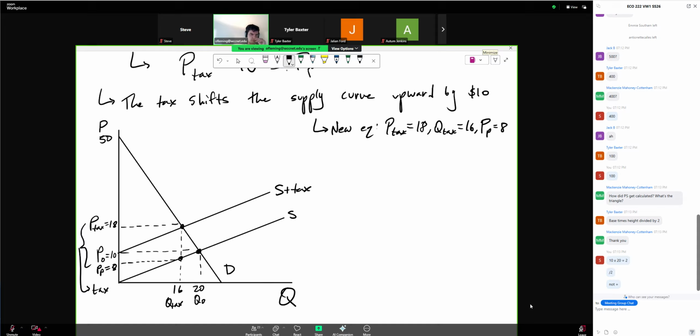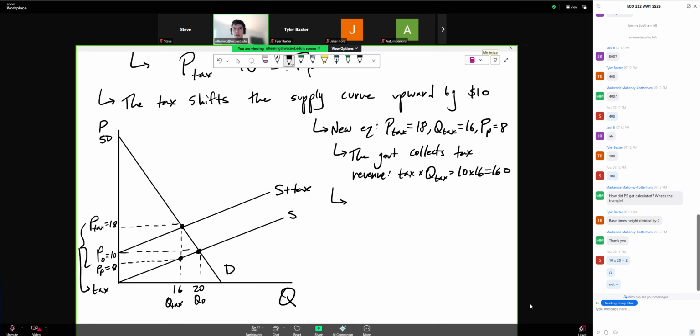Okay, because that's the amount that the supply curve is shifting upward. Okay. Now, the government is going to collect some tax revenue. Government collects tax revenue equal to the tax times the number of units that are transacted, Q tax. That's going to be 10 times 16, which is 160.